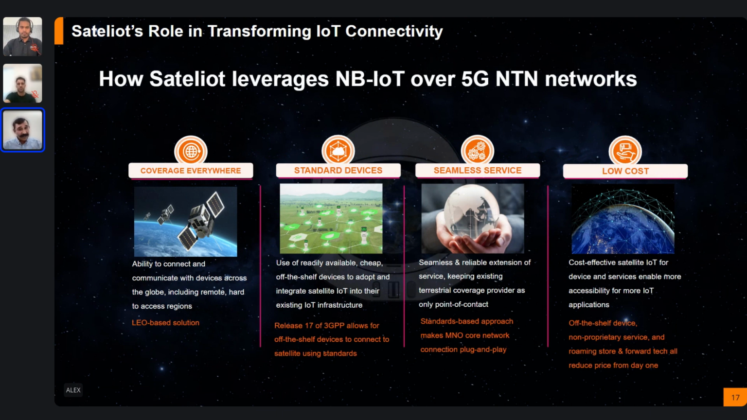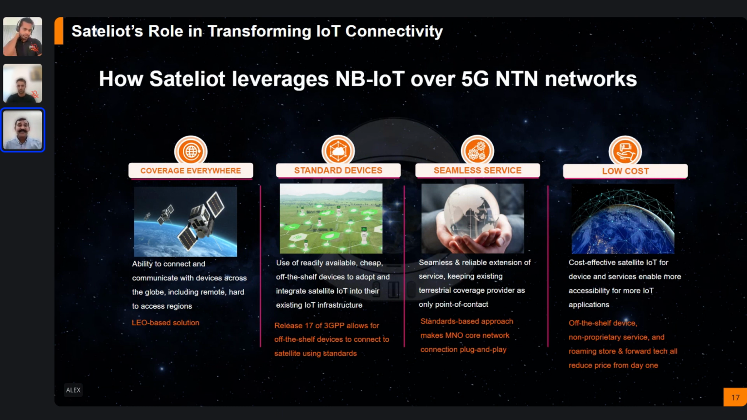We are talking about standard devices. As I say, they are unmodified, fully standard 3GPP Release 17 based devices, which allow dual mode connectivity for both terrestrial and non-terrestrial connectivity. And that's what we are extending. Our solution is not proprietary. We are fully standard end to end, from the UE till the MNO core. So we are following the standard.